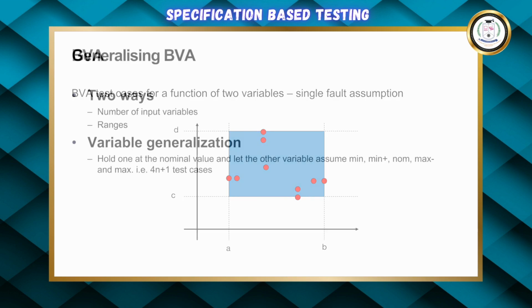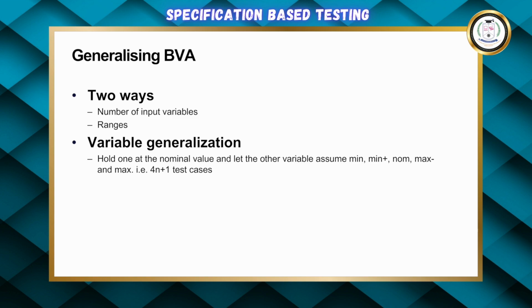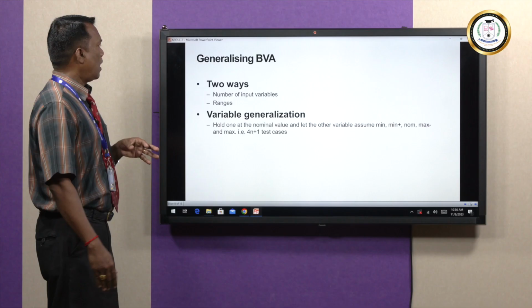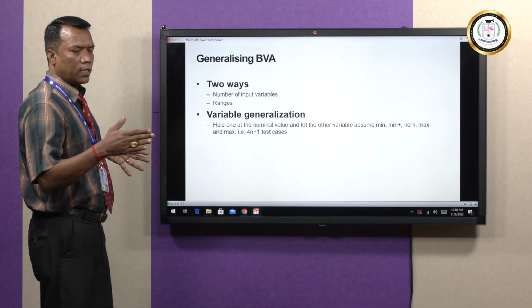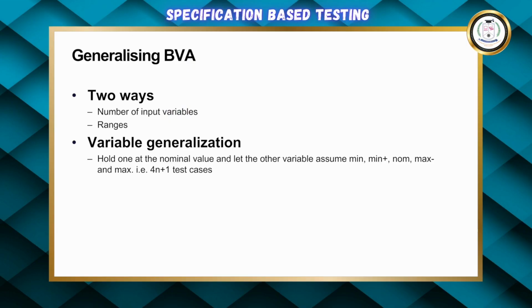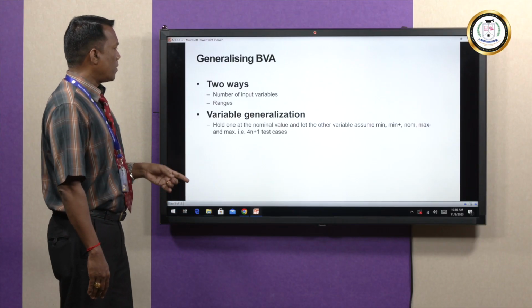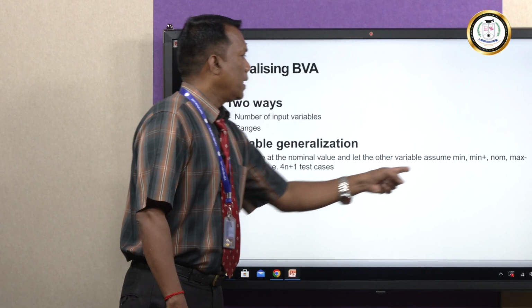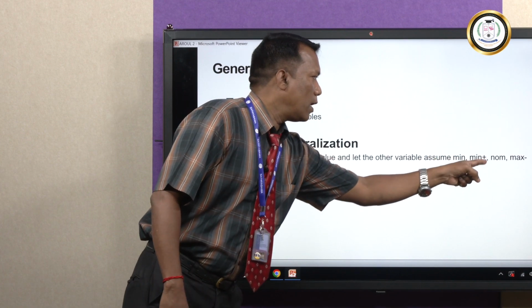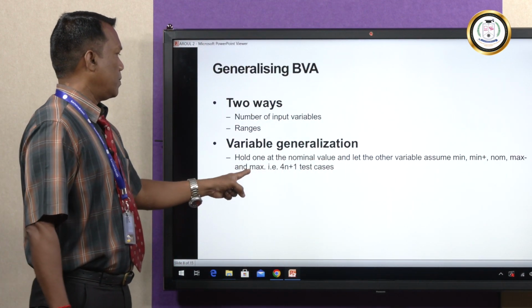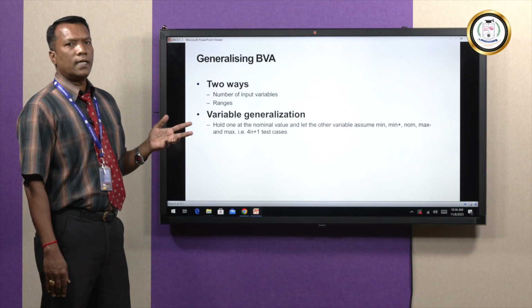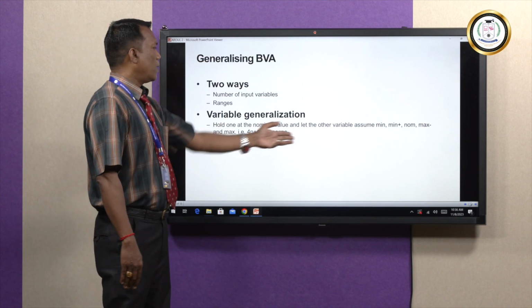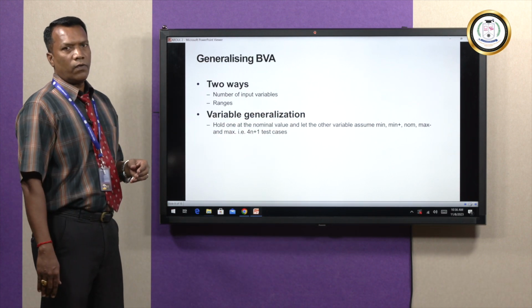Similarly, in a generalized BVA, two ways of inputs can be provided: the number of input variables, and the range of input that is going to be provided for my inputs. For variable generalization, hold one at the normal value and let the other variables assume minimum, minimum plus 1, normal value, maximum minus 1, and maximum. So the total number of test cases here is 4n plus 1 for the BVA generalization.